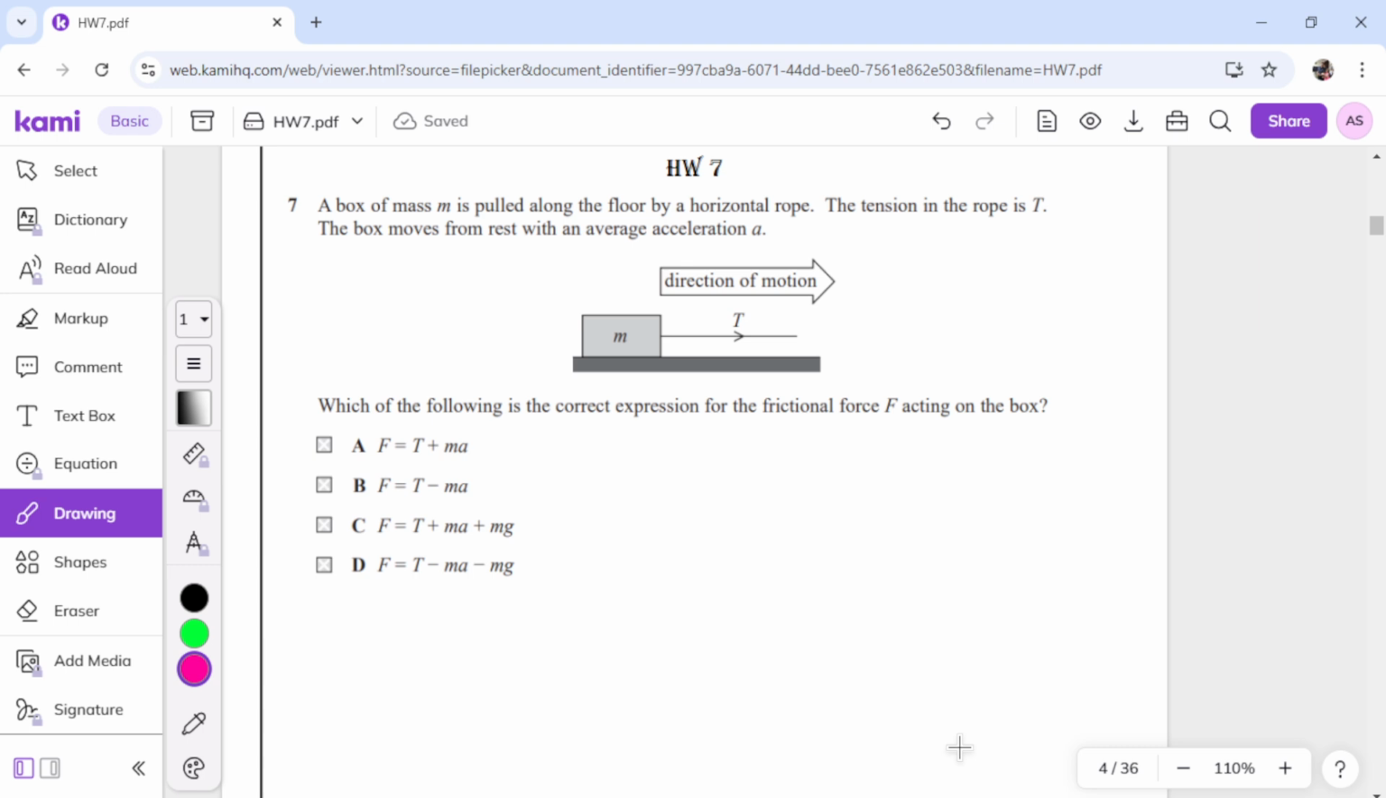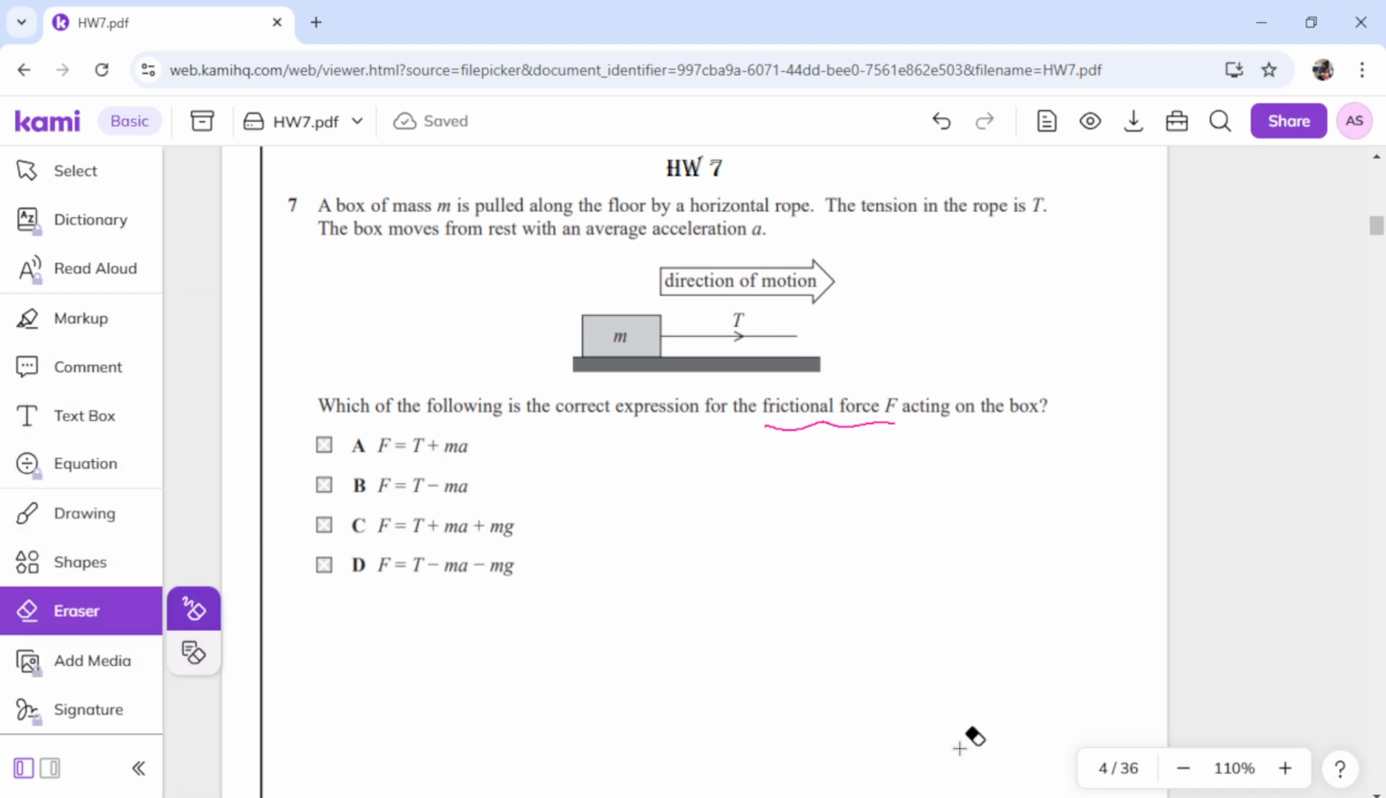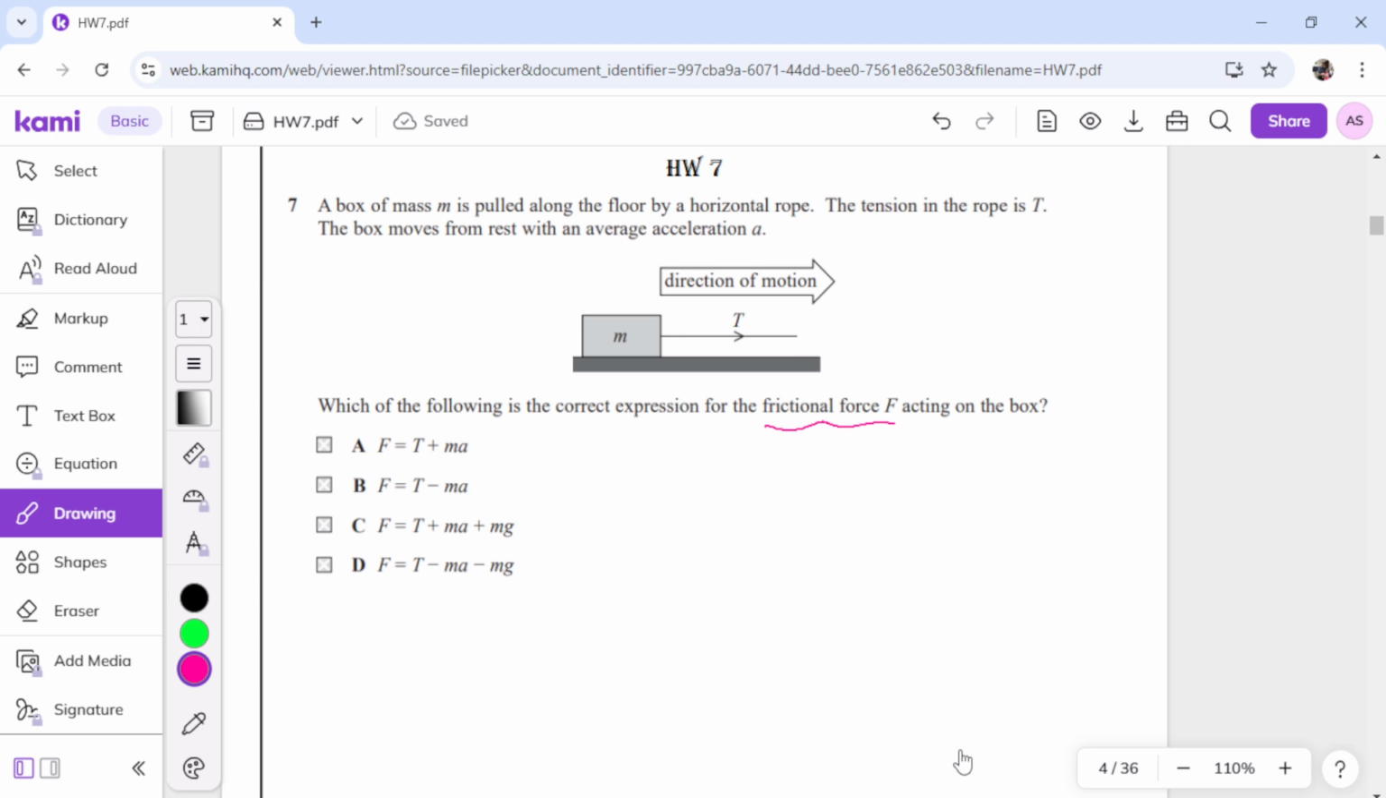A box of mass m is pulled along the floor by a horizontal rope. The tension in the rope is T, so we have a tension force T. The box moves from rest with average acceleration a, so we have also acceleration. Which of the following is the correct expression for the frictional force? First you have to draw where the frictional force is. So we have two types of forces: the applied force in the same direction of motion, and we have a friction force, F.